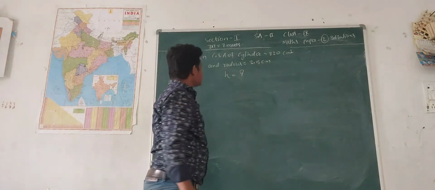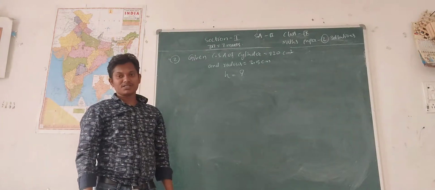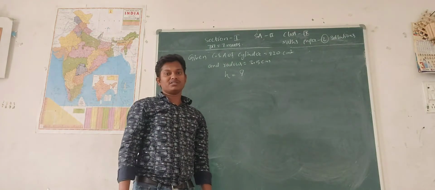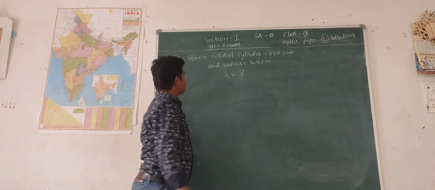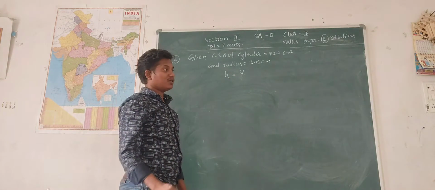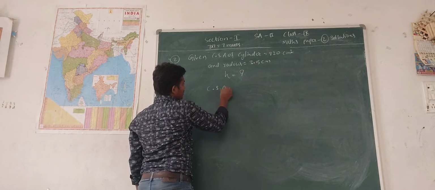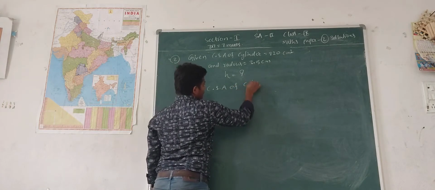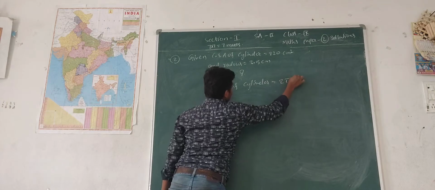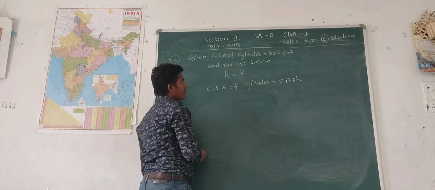And next one, CSA of cylinder is given 220 centimeter square and radius is given 3.5 centimeter. And here we have to find height of that cylinder. Okay. So we have given CSA of cylinder equals to 220 centimeter square. What is the formula for CSA of cylinder? CSA of cylinder equals to 2 pi r h. And radius also given, we have to find height.